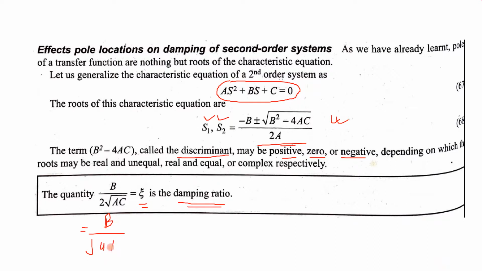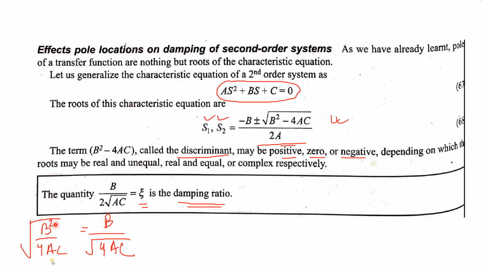If you get confused, I will write it this way. We have taken the square root of b square and also of 4ac. Previously it was b square by 4ac. What we have done is taken the square root. So this is nothing but b by root over of 4ac, and root over of 4ac means 2 root over of ac.